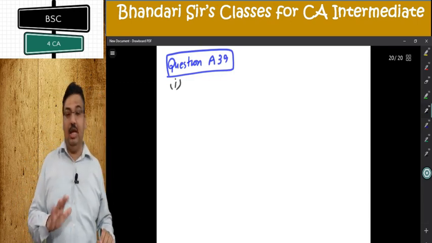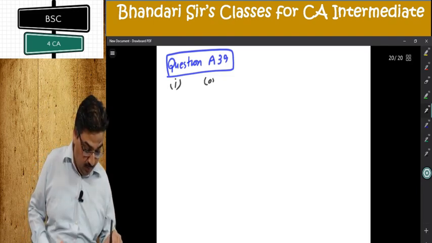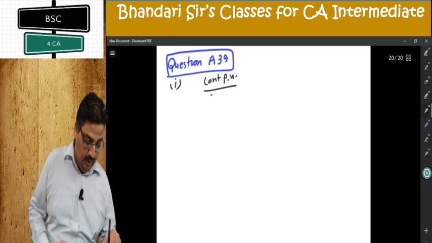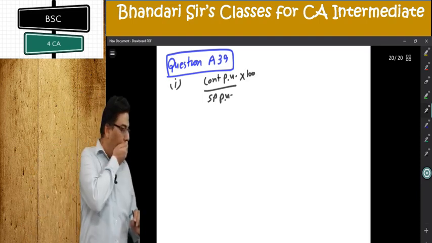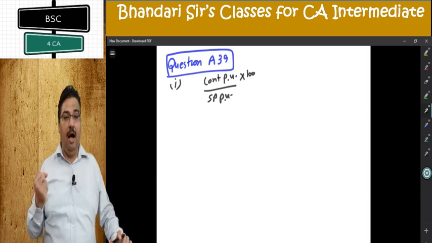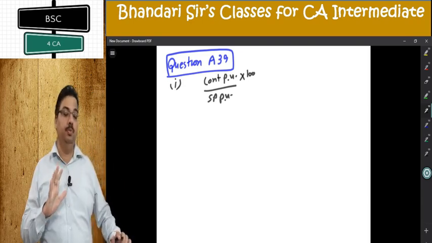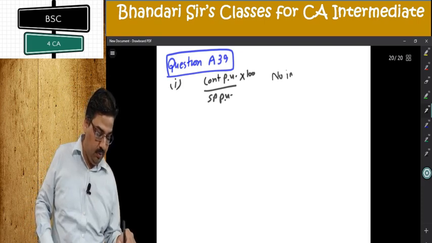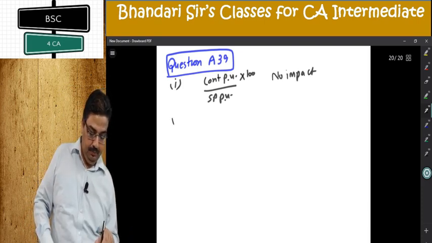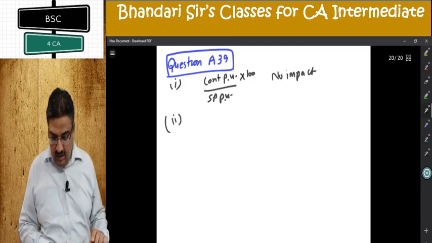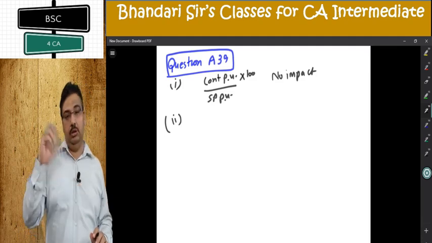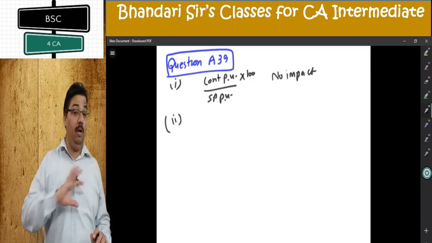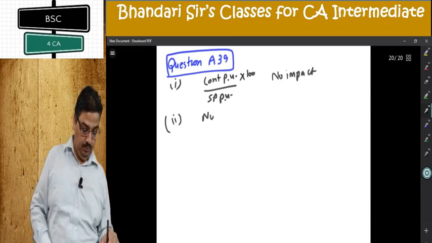First part, increase in sale volume. Contribution per unit divided by selling price per unit into 100. Quantity may double, triple, or halve. No change in PV ratio. So no impact in the first part. Second part, increase in fixed cost. Fixed cost increases, it reduces profit. Fixed cost decreases, it increases profit. But no impact on PV ratio. No impact.